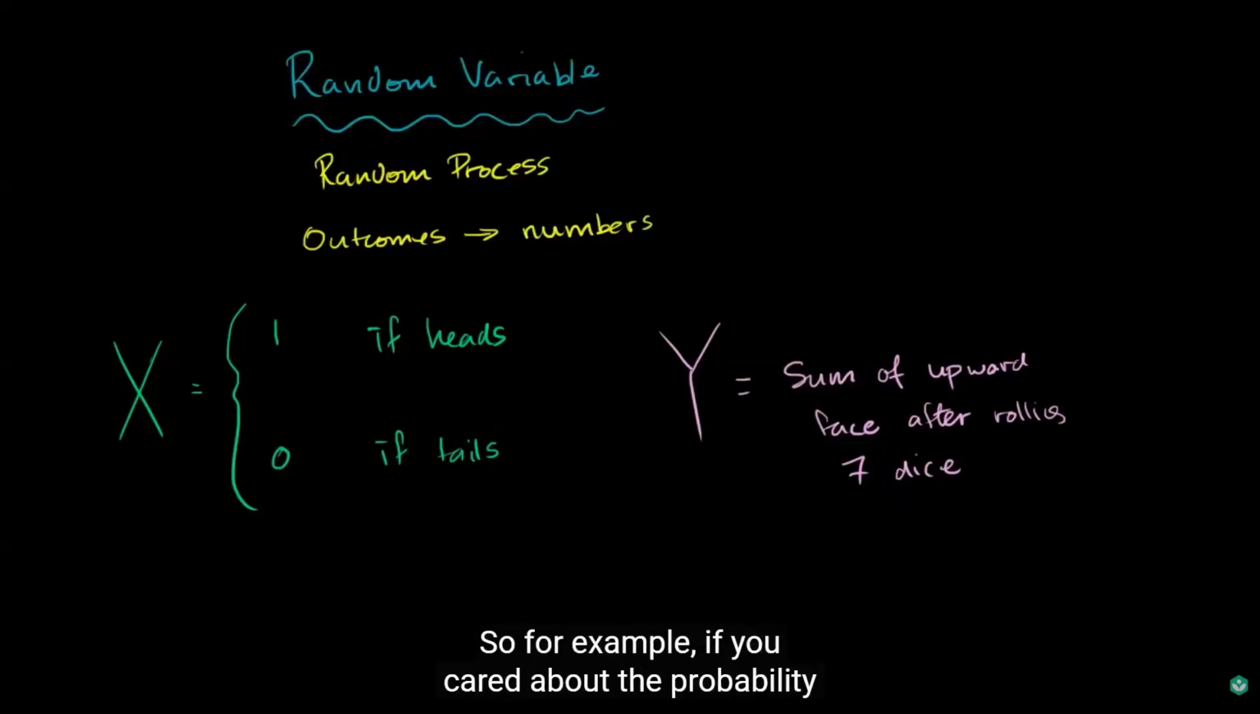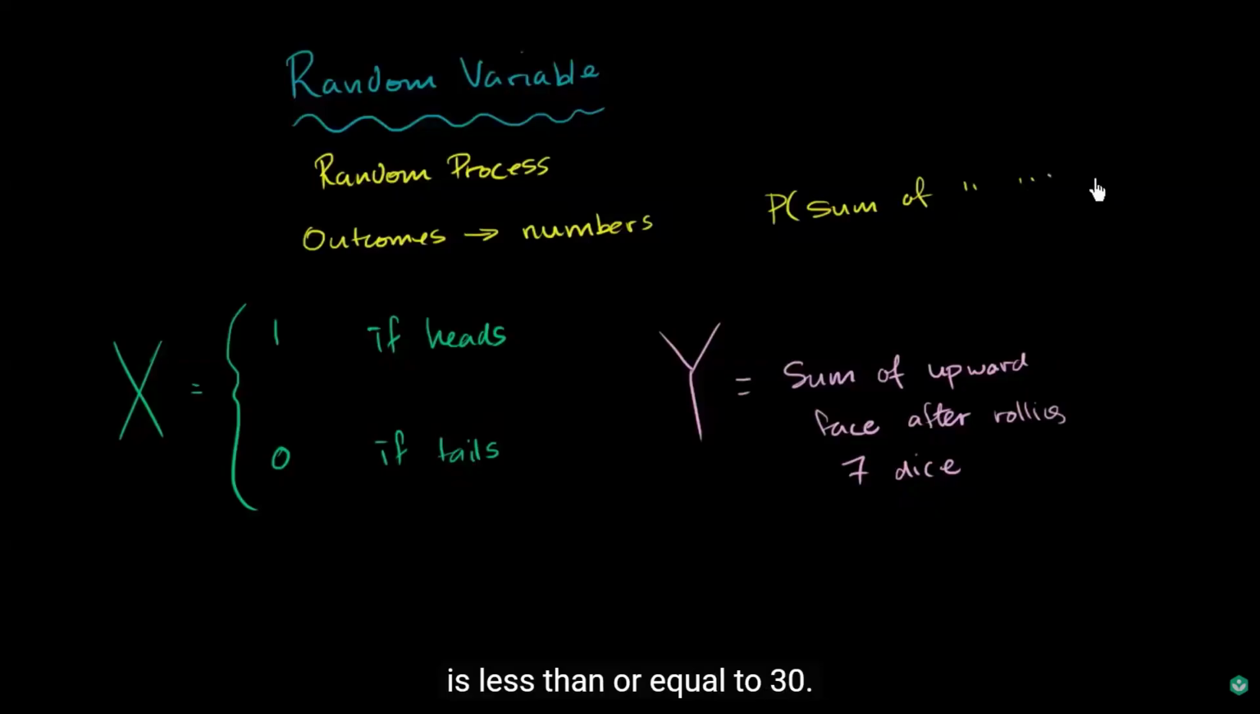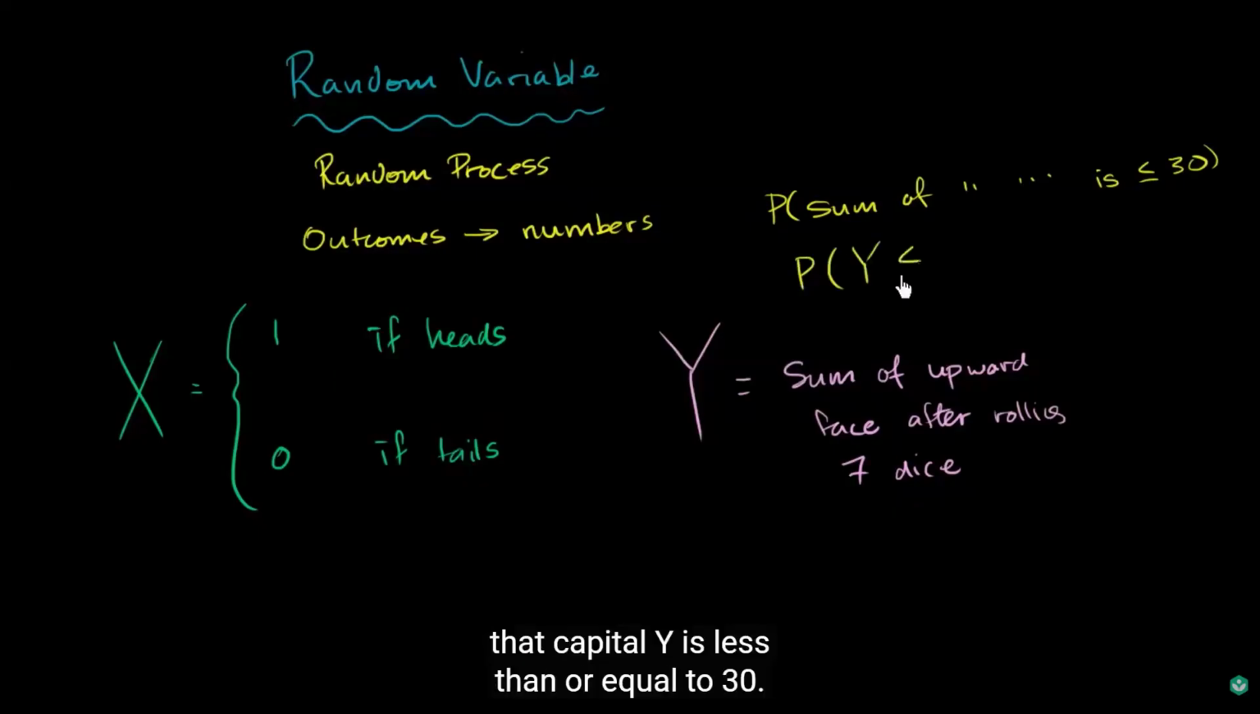So for example, if you cared about the probability that the sum of the upward faces after rolling seven dice is less than or equal to 30, the old way you would have had to write it is the probability that the sum of, and you would have to write all of what I just wrote here, is less than or equal to 30. You would have had to write that big thing. And then you would try to figure it out somehow if you had some information. But now we can just write the probability that capital Y is less than or equal to 30. It's a little bit cleaner notation.